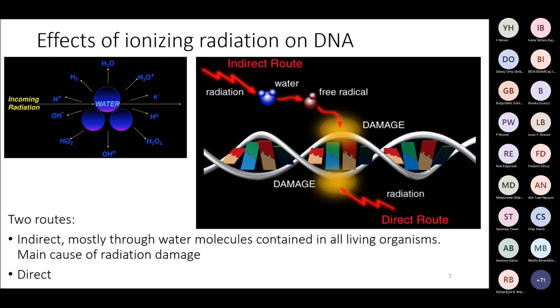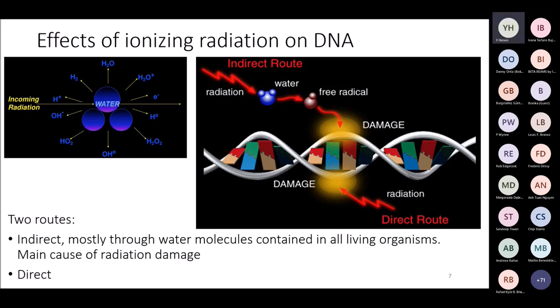So DNA, how is the DNA affected? Well, when you bombard a cell with radiation, there are two routes. One possibility is the direct route by which the radiation will directly hit, let's say, the DNA molecule. And several modifications will ensue. However, this is not the main route. The main route is indirect.